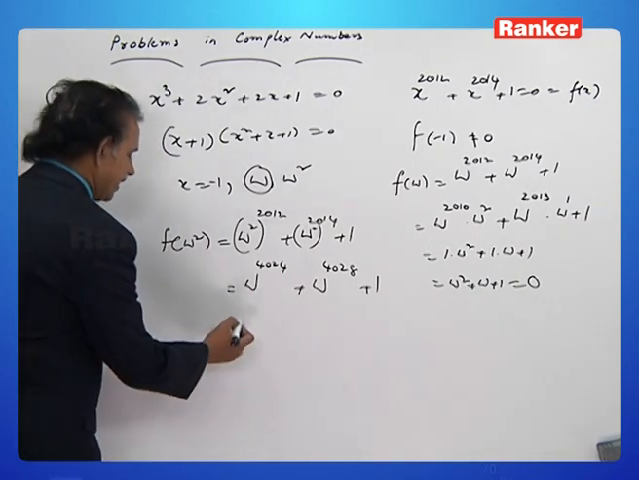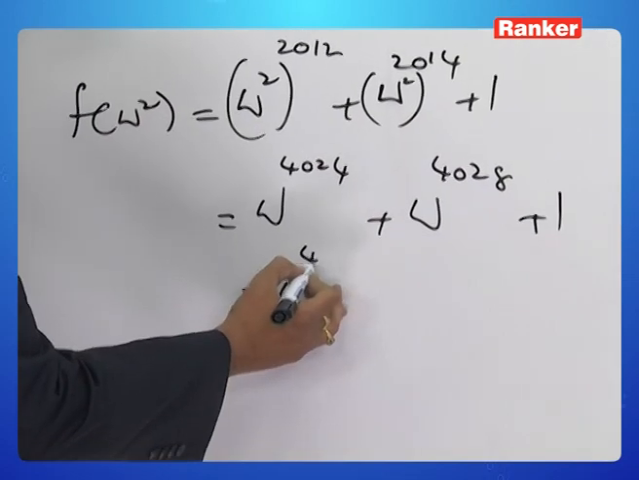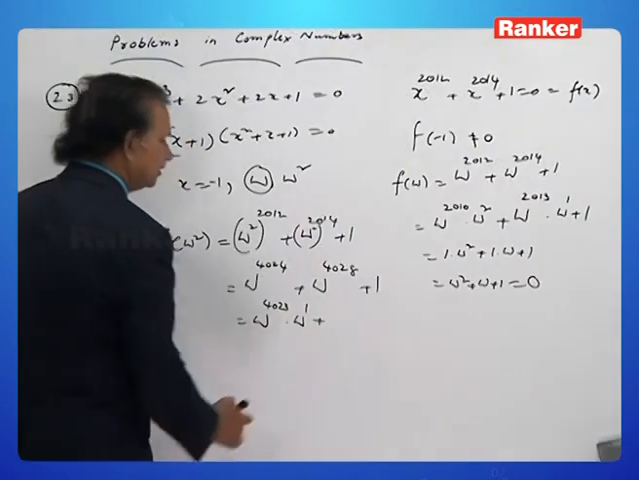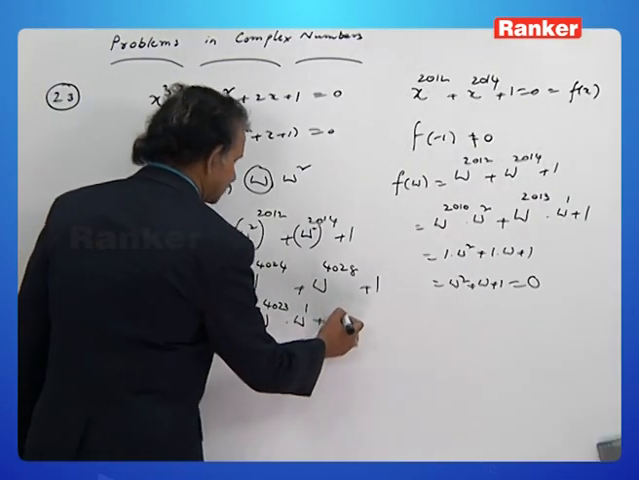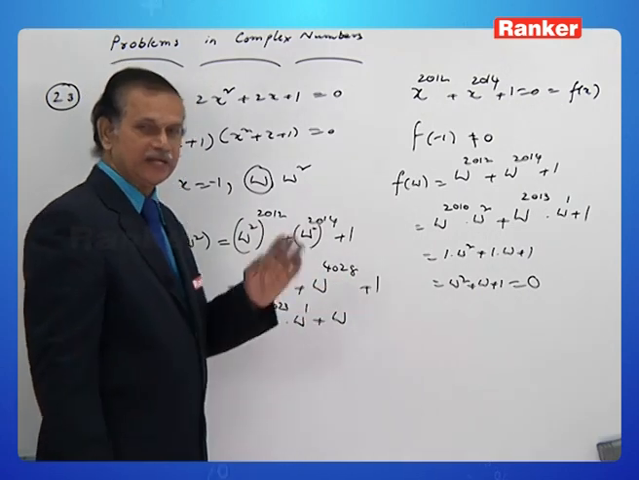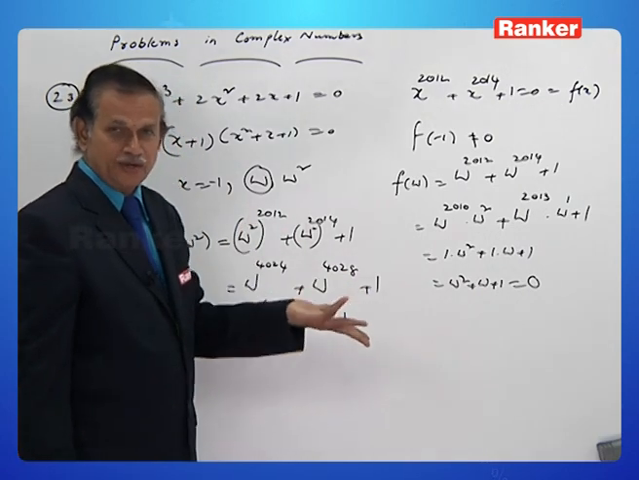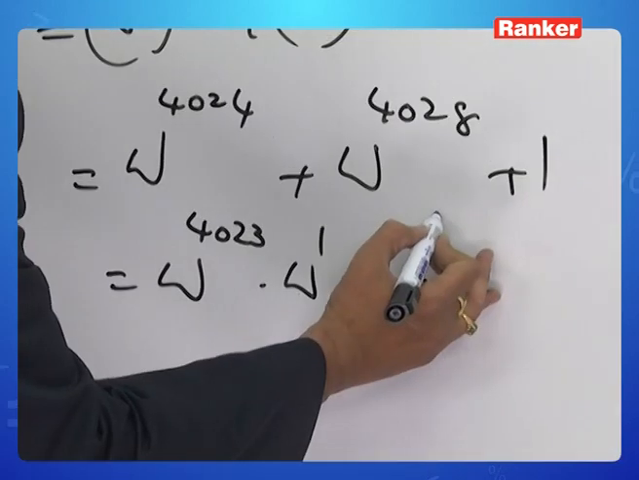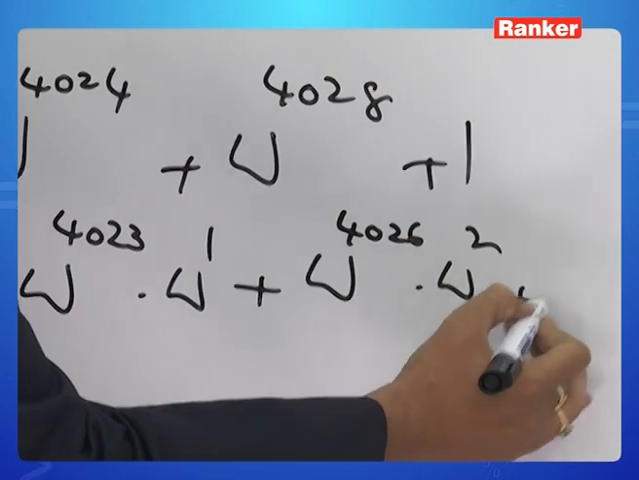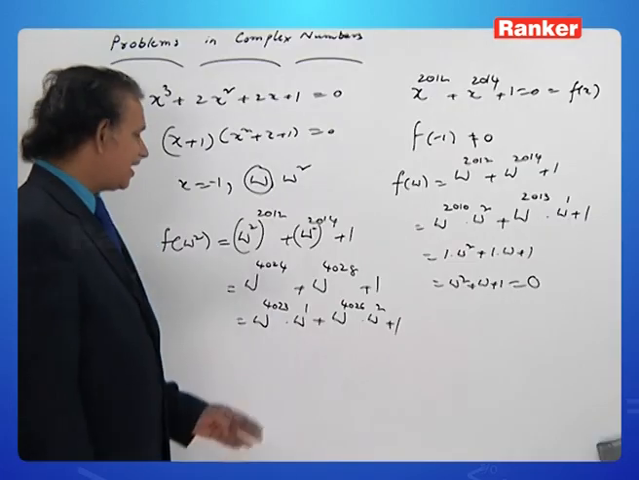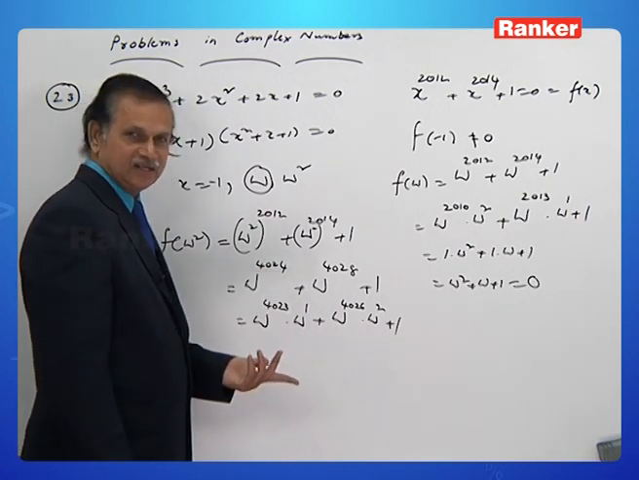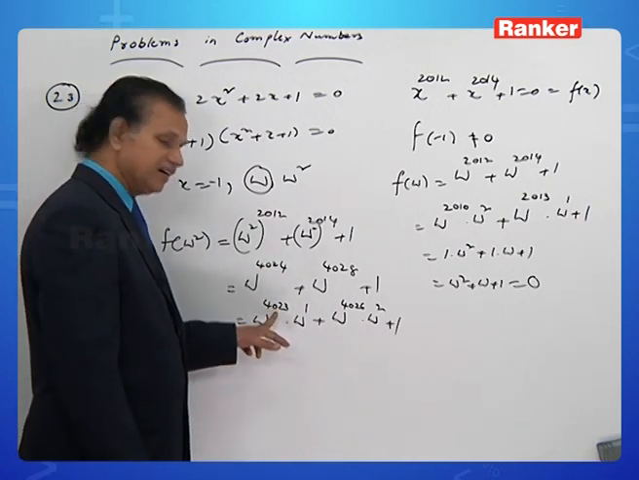Therefore, I like to write this as omega power 4023 into omega power 1 plus, just like this, 4028: 4 plus 2, 6, 6 plus 8, 14. Is it a multiple of 3? No, it's not a multiple of 3. So, I like to write it as 4026 into omega square plus 1. You observe the style of writing this. I have split this in such a way that I am able to get a multiple of 3 here.